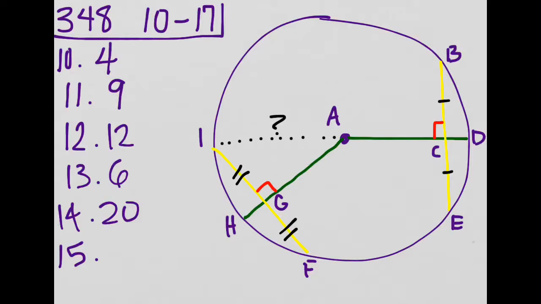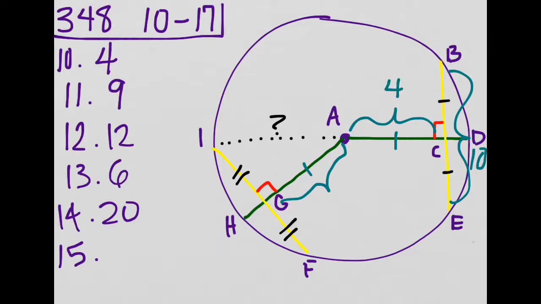If AC is congruent to AG, that means they're equal. The chords are equal distant apart. We know that the chords have to be equal. They're in the same circle. If BE is equal to 10 and AC is equal to 4.